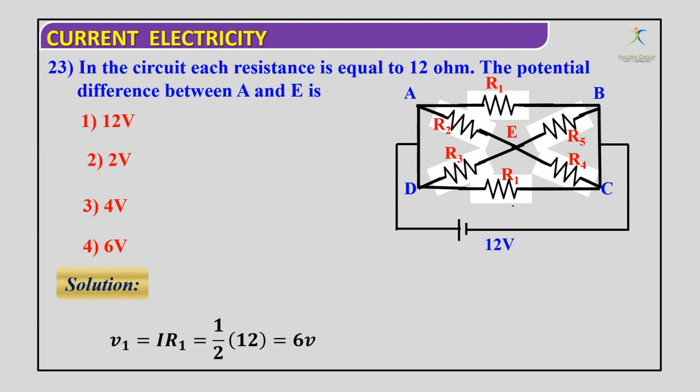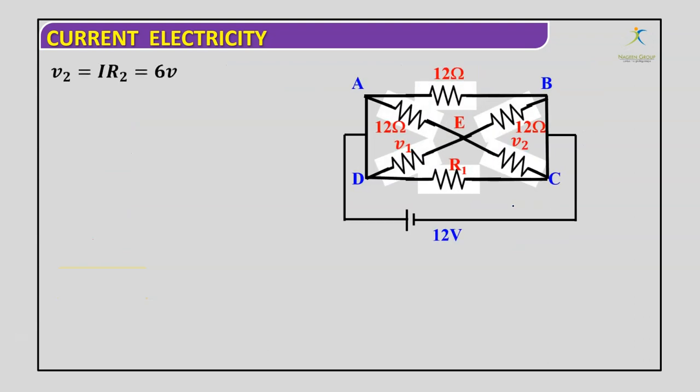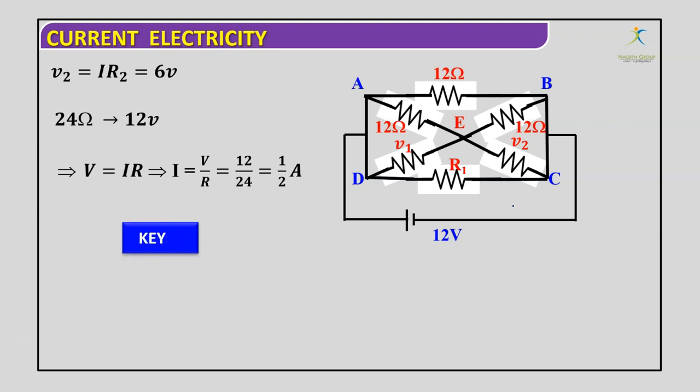So V1 is equal to IR1, which is half of this 12 volt. We get 6 volt. V2 is equal to IR2, which is 6V. So 24 ohm is approximately equal to 12V. We get the value from here as half ampere. That is option number 4, which is the right answer.